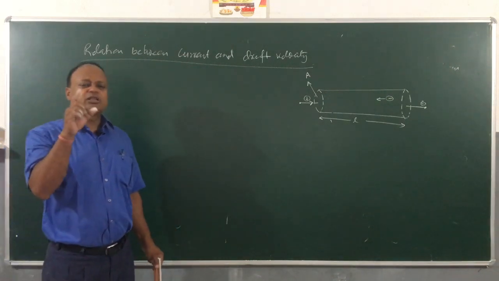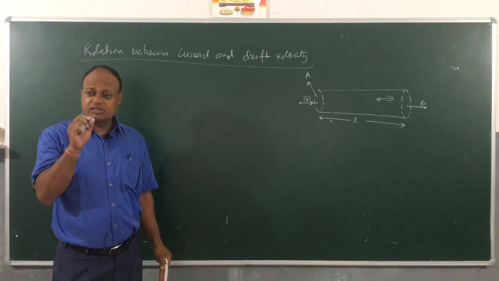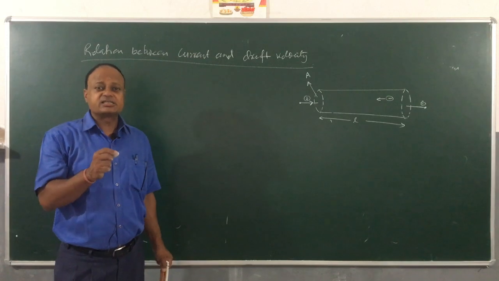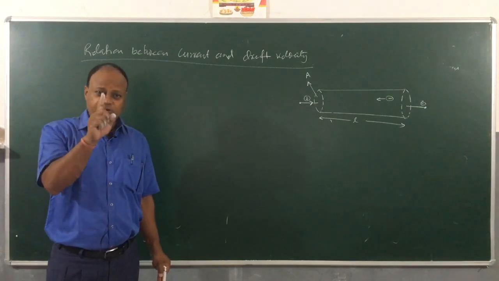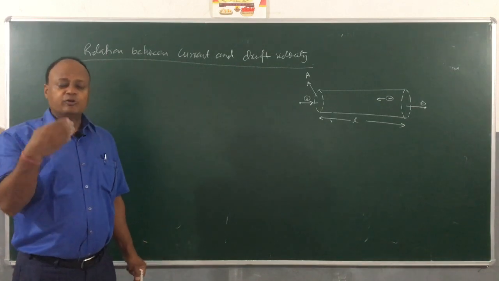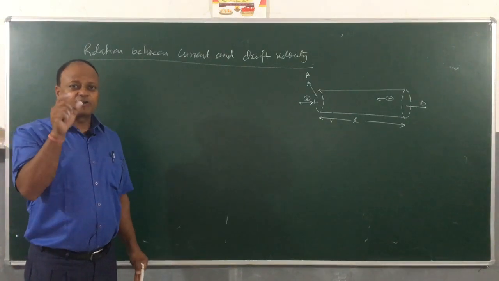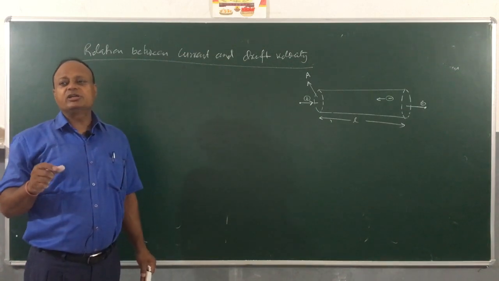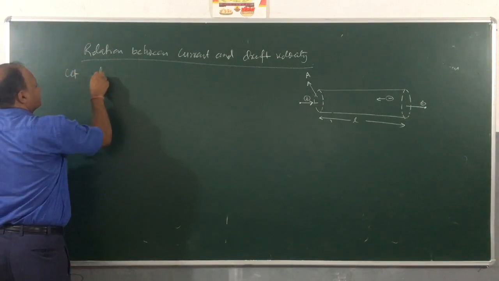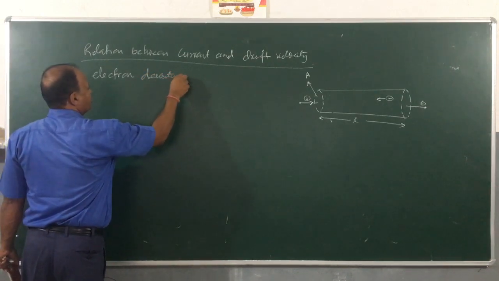We know that metals have a very large number of free electrons, and the number of free electrons is key to the flow of electric current through a conductor. How good a conductor is will depend upon how many free electrons it has, one of the important factors. The more free electrons, the more the conductivity. The number of electrons in unit volume of a conductor is called electron density. Very important. We will say, let electron density be equal to n.